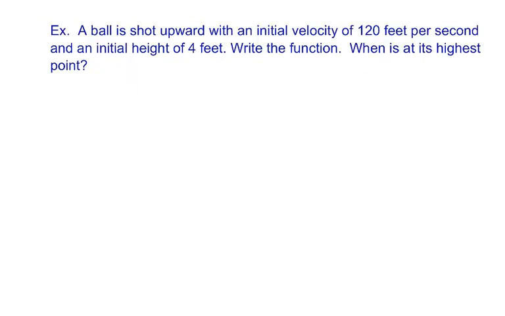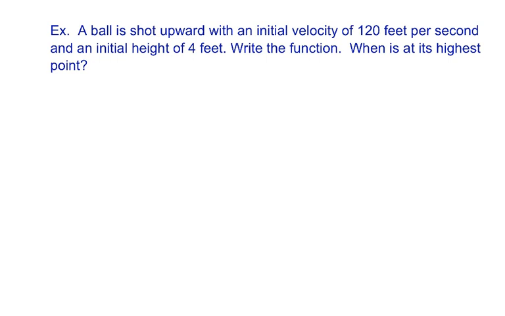Okay, we're going to get to our final example here. There's so much to do with quadratics, but this is a very general quadratics story problem. A ball is shot upward with an initial velocity of 120 feet per second and an initial height of 4 feet. Write the function. When is it at its highest point? Well, the fact that it's shot, or thrown, it doesn't matter, as long as it involves gravity, then you have a quadratic.